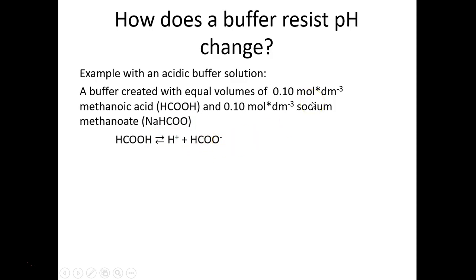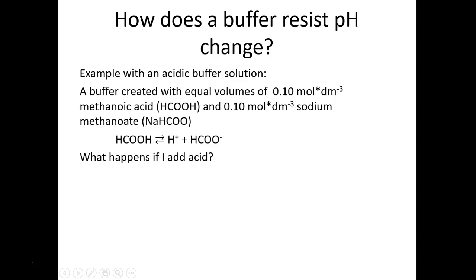Now you might notice that I talked about sodium methanoate, but I didn't include sodium in here. That's because sodium's only function is to form a salt with the anion. Okay, so we don't actually particularly care about sodium in this equilibrium. It's just a spectator ion, it's not participating.